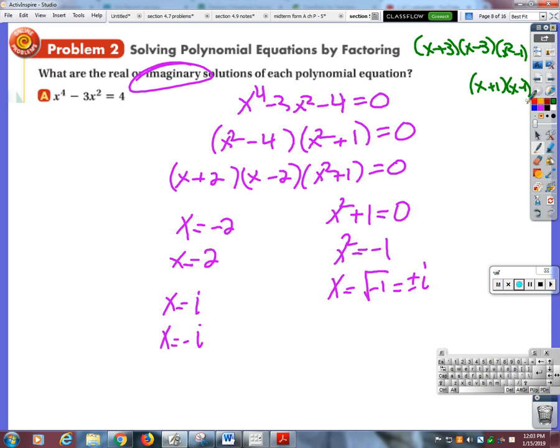Peyton asks a very good question. Why didn't we factor x squared plus 1 into x plus 1 times x minus 1? And what is the answer? Because it would not equal positive 1, right? So this has to be a subtraction sign for that to work. Since it was a plus sign, it's not going to work out, okay? Great question, though. Thanks.